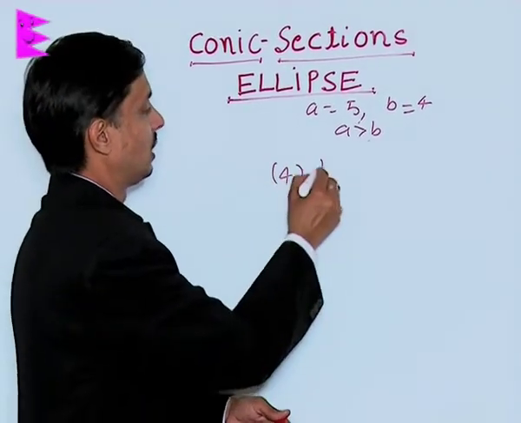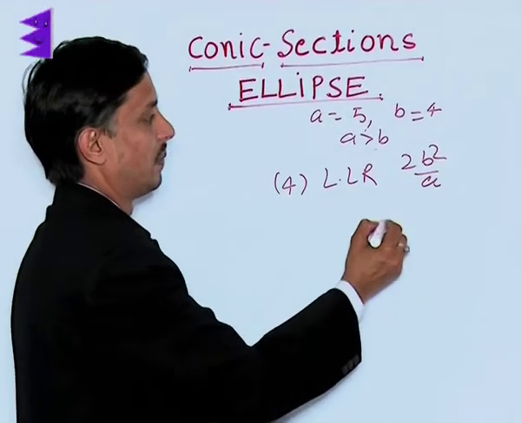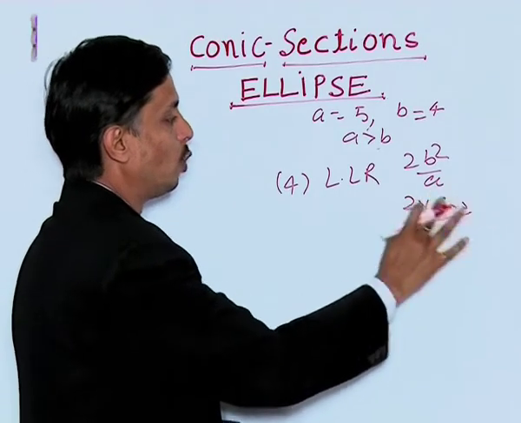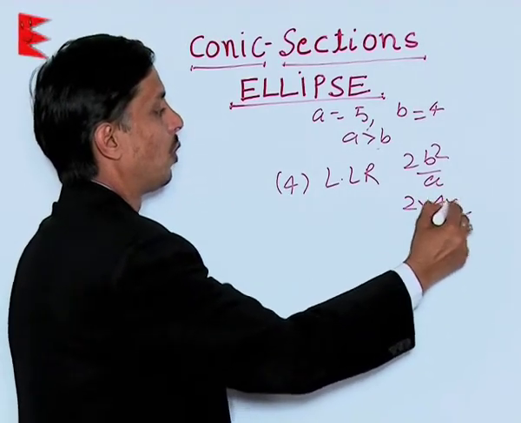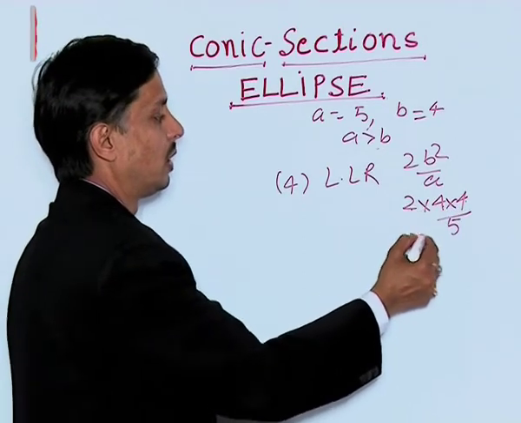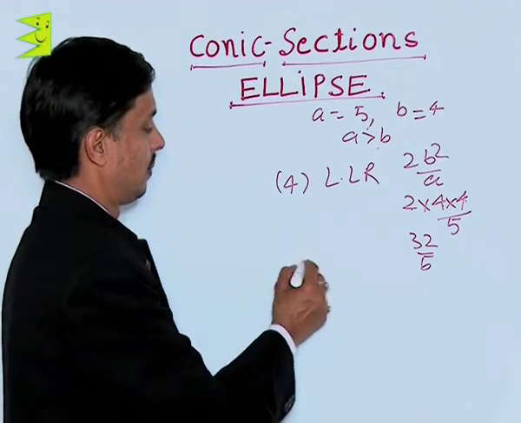The next information, that is LLR, in this case is 2b square upon a. That becomes 2 into 4 into 4 upon a, which is 5. 4 fours are 16, 2 sixteens are 32, upon 5. This is the length of latus rectum.